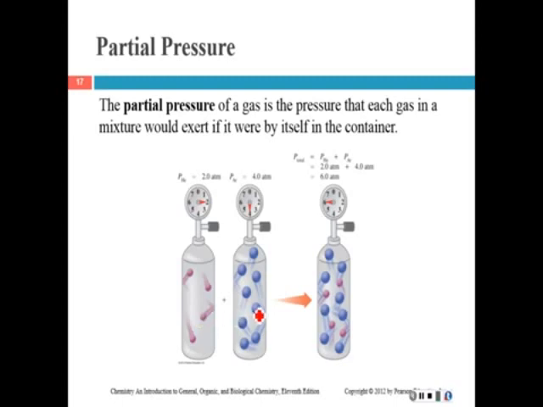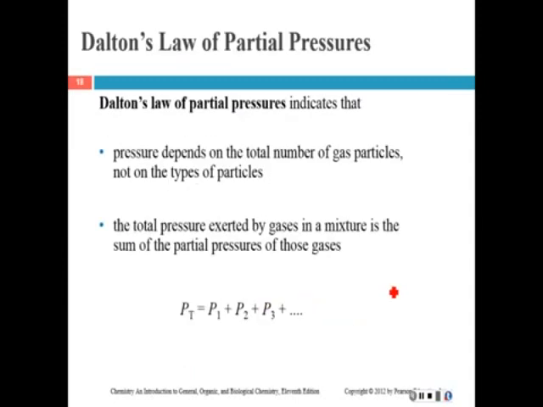Okay. What would happen if you were to combine all these gases into the same size container? So what would happen? The pressure would simply be the sum of the two pressures. And that's Dalton's law of partial pressures. So it means that if you have a mixture of gases in a container, the pressure of that mixture is the sum of the individual pressures. And they call the individual pressures the partial pressures.